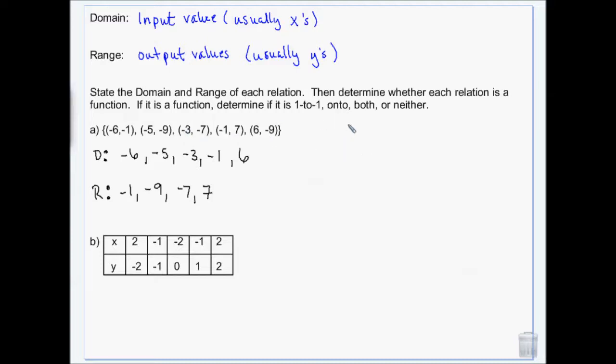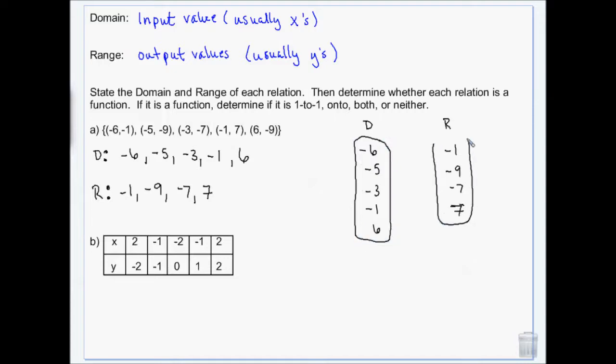to determine if it's a function, sometimes it's easier to do what's called a mapping. And to do a mapping, that's where we list our elements, +7, like this, and we draw, like here's the domain, here's the range. And we can draw arrows to talk about the pairings.